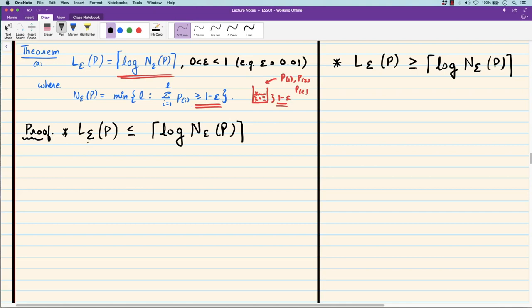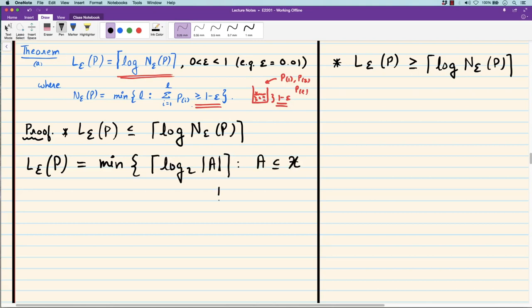So one more thing. Now what does the statement mean? L epsilon P is less than or equal to this. Remember, L epsilon P was defined as minimum over all sets. Okay. So this statement means that there is a set. Okay. So let me write the definition here just to refresh your memory. L epsilon P was defined as the minimum of the number of bits required to represent a set. This notation here is the cardinality of a set. Okay, we look at all possible subsets of our alphabet such that P of A is greater than 1 minus epsilon.